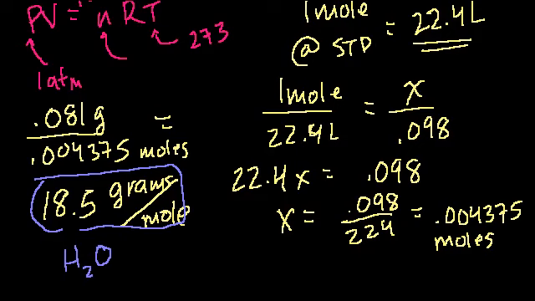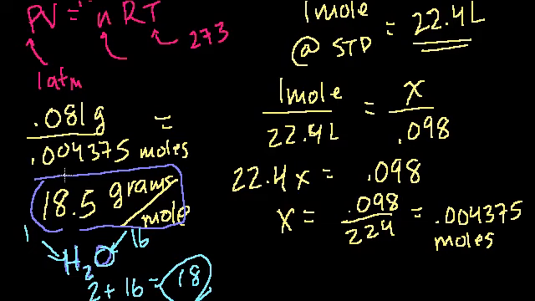Maybe I should do it in blue because it's water. H2O. The mass of each hydrogen is 1. Remember, hydrogen in its most standard form doesn't have a neutron, so it's really just a proton and an electron. So its atomic mass is 1, or a molar mass of 1 gram. And oxygen has a molar mass of 16 grams. So you have 2 hydrogens, so it's 2 plus 16 is equal to 18. So it looks like our mystery substance is water.